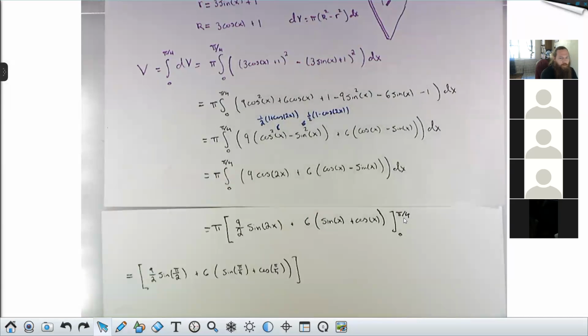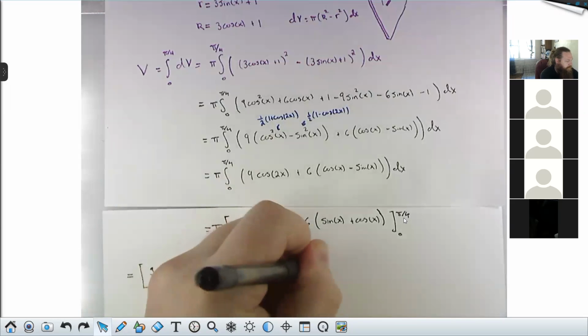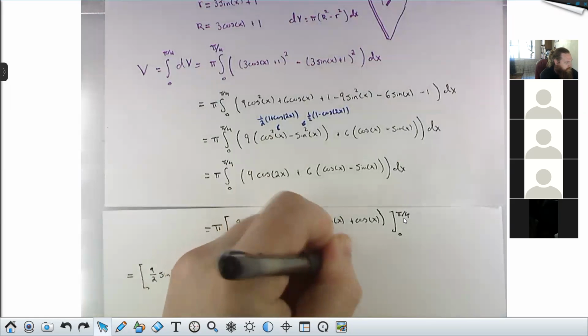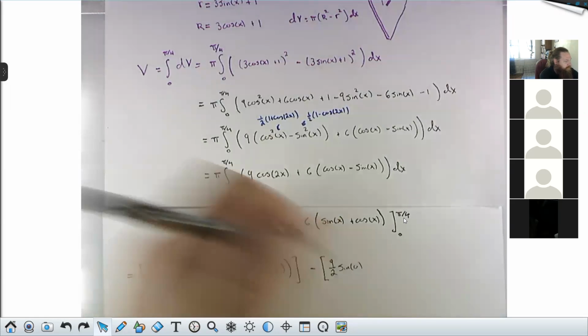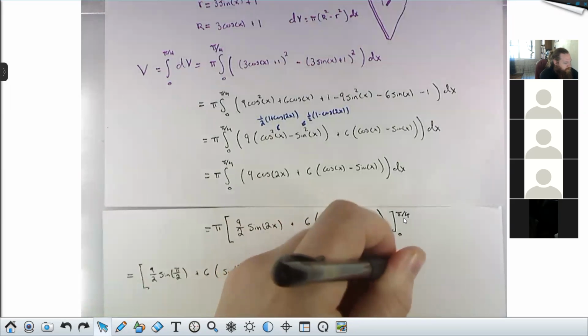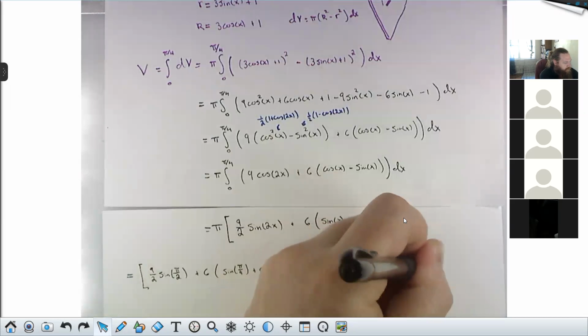Okay, so here's what we get when we plug in our upper bound. And then minus what we get when we plug in our lower bound. We'll have 9/2 times the sine of 0 plus 6 times sine of 0 plus cos of 0.